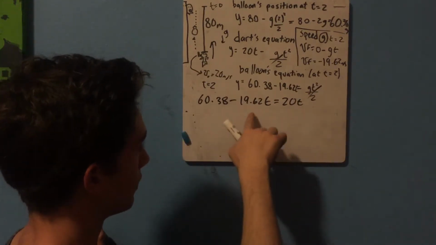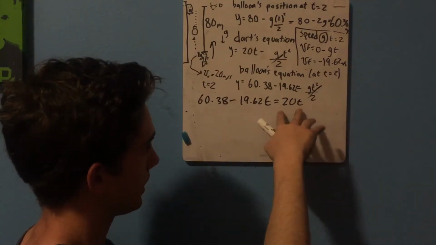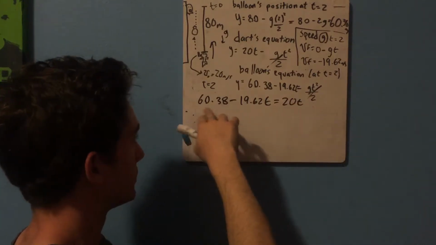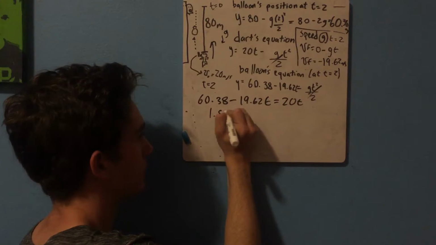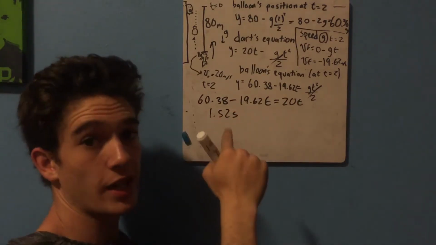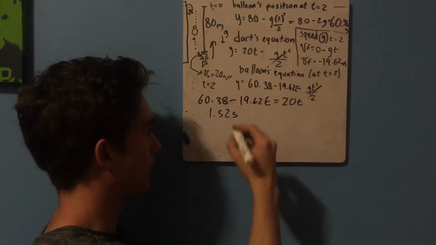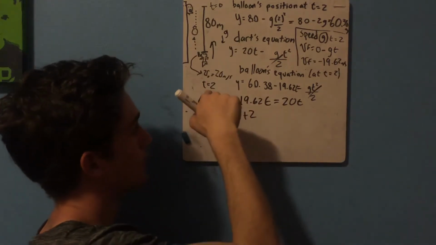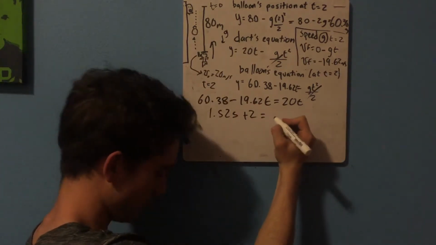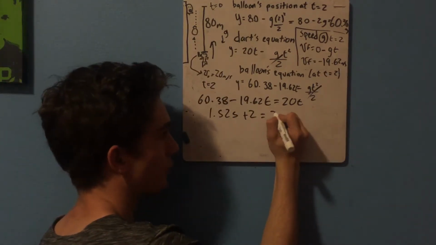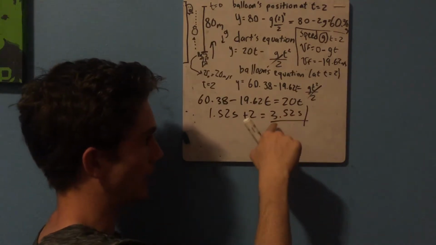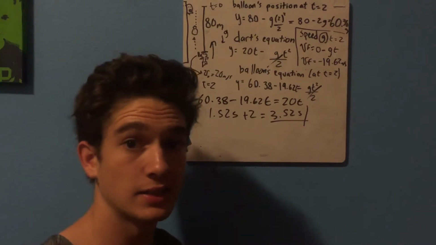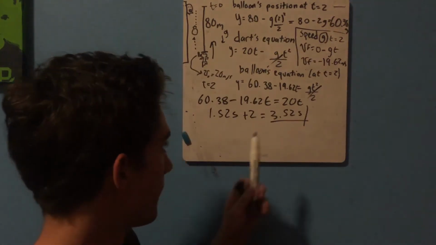So then we can do the math, just move this onto this side, then divide 60.38, and we get a time of 1.52 seconds. You can check this in your calculator, and we add the 2 seconds that had already passed, and we get a time of 3.52 seconds. So this is our point A. At this time is when the dart hits the balloon and the balloon pops, alright?